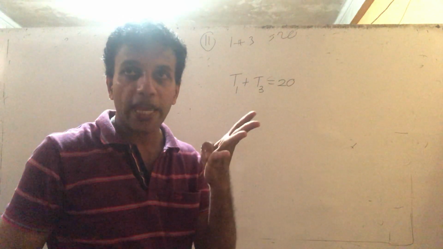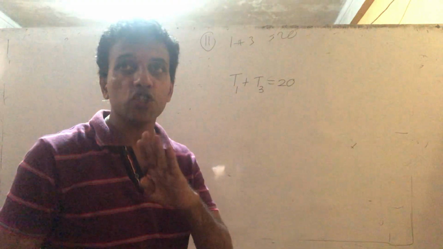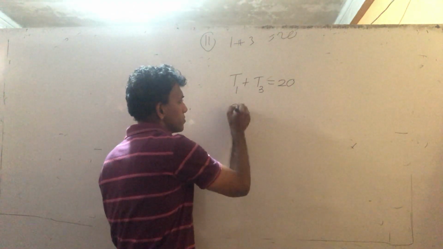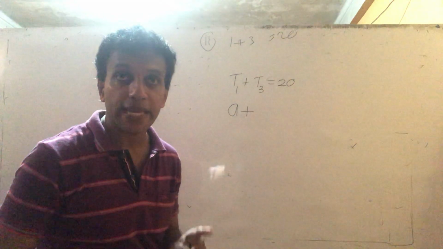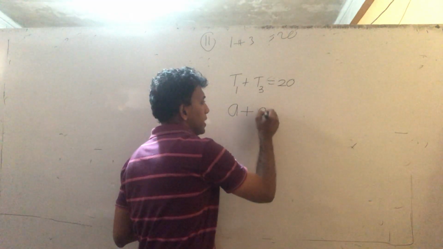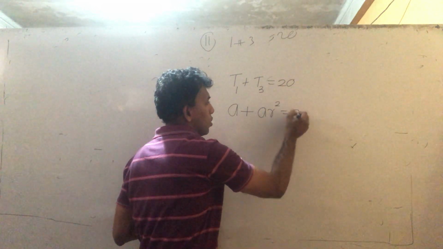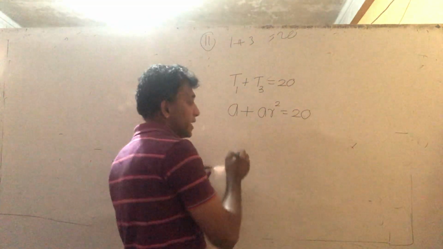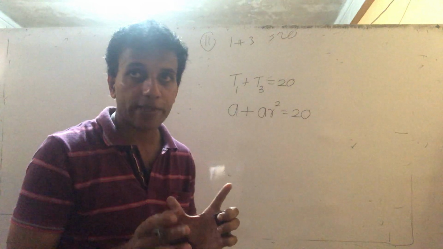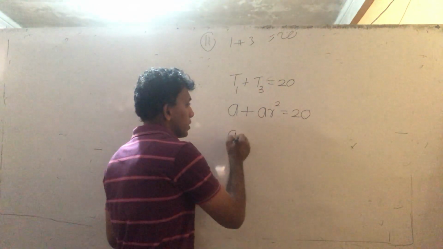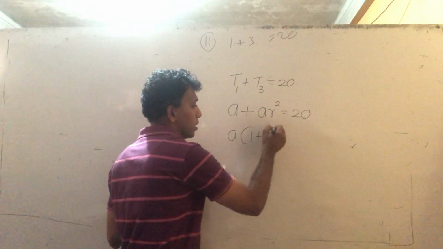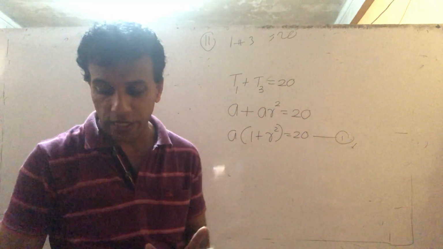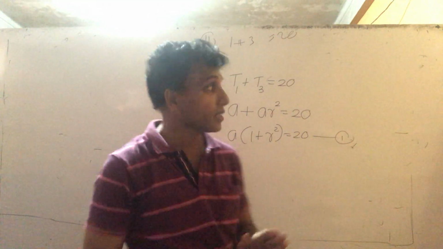Now you have to turn it into A and R form. Without A and without R, there is no GP. So convert to A and R. The first term is A. The third term is AR square. So A plus AR square equals 20. Then take the A out. In this method of solving, try to factorize and take the common factor out. A is out, then 1 plus R square equals 20. This is your first equation: the sum of the first term and the third term is 20.